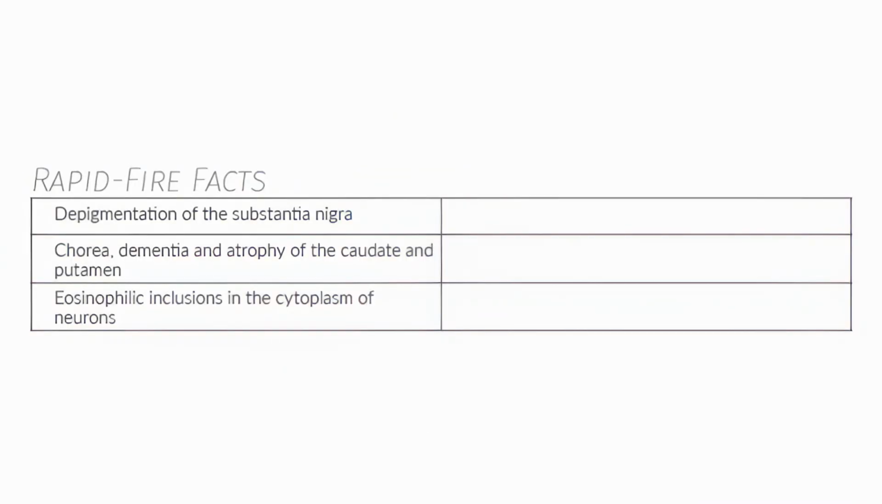And then for our rapid fire facts, depigmentation of the substantia nigra is seen in Parkinson's disease. Chorea, dementia, and atrophy of the caudate and putamen are features of Huntington's disease. And then eosinophilic inclusions in the cytoplasm of neurons are the Lewy bodies, which we see in Parkinson's disease and also in Lewy body dementia, which we're going to talk about in the neuro lecture on dementia.